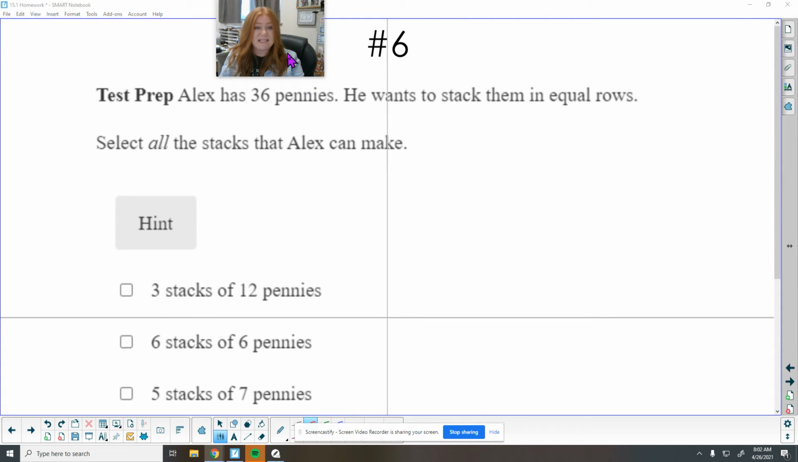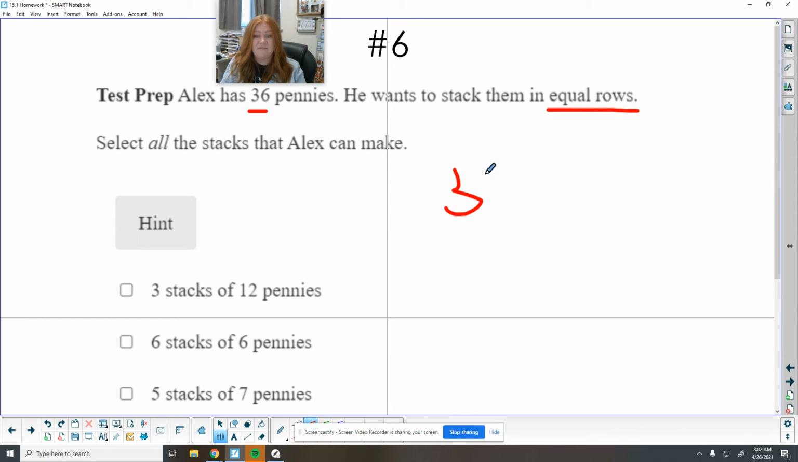Number 6 says that Alex has 36 pennies. He wants to stack them in equal rows. So again, it doesn't tell us how many rows he can have. So we're thinking of factors of 36. So 1 times 36. So ask yourself, can 2 go in there? Can 3? Can 4? Can 5? Can 6? Can 7? Can 8?